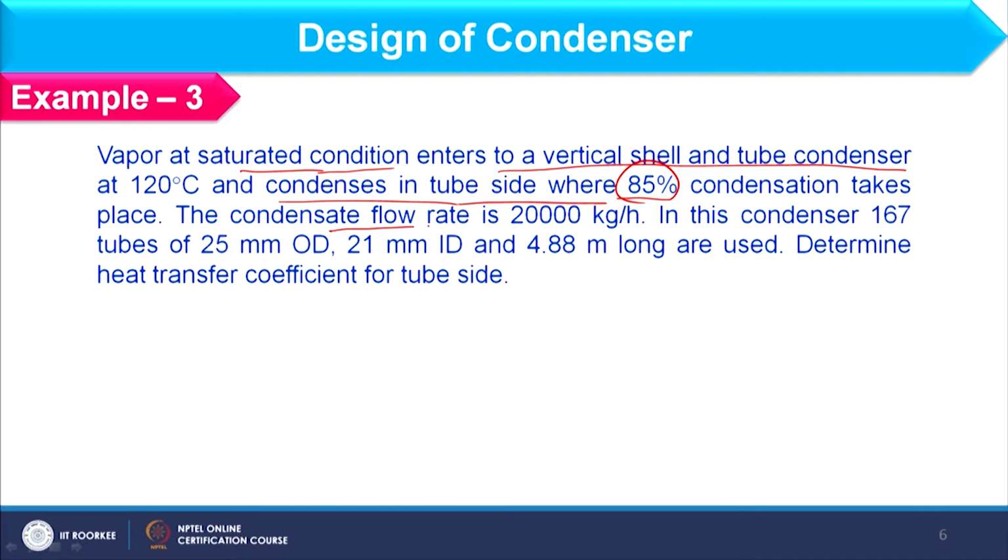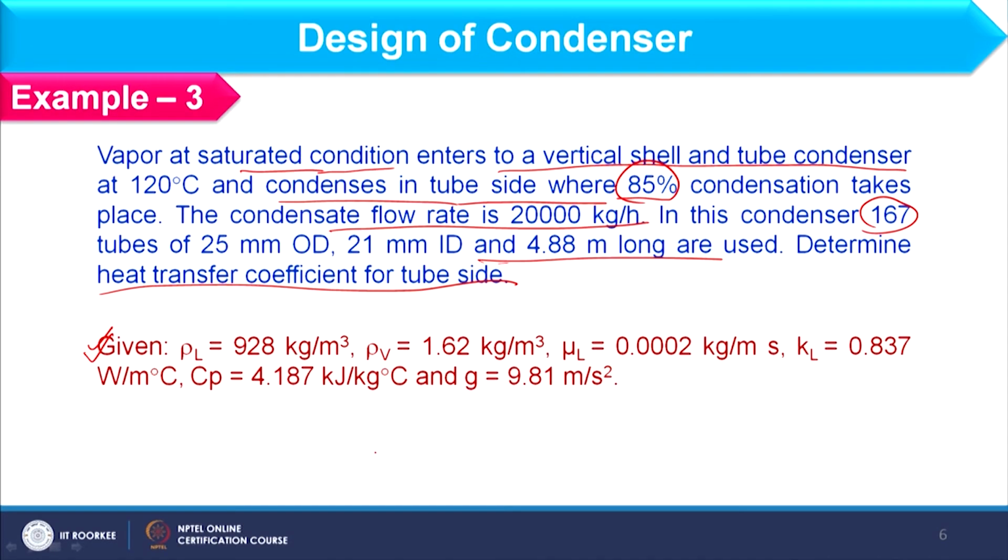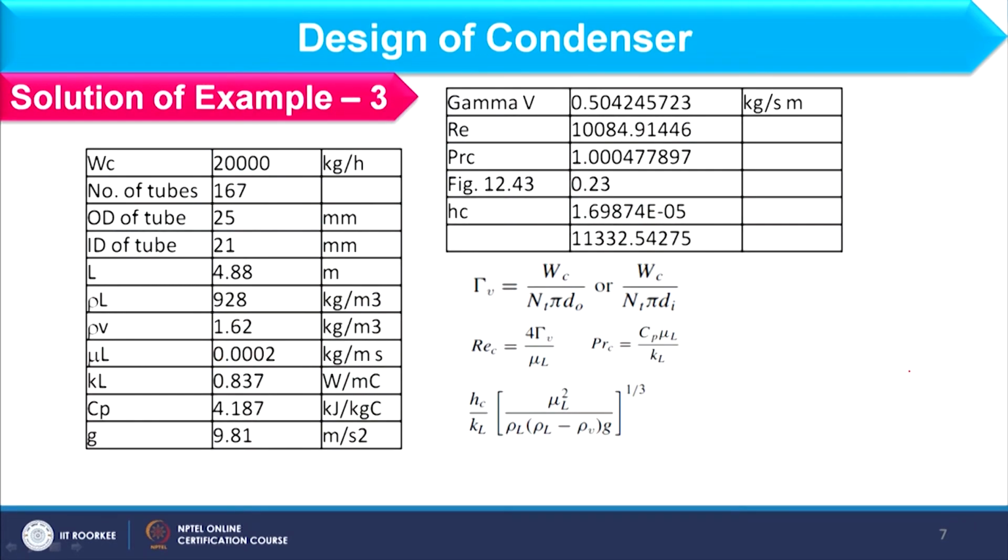The condensate flow rate is given to you, that is 20,000 kg per hour. In this condenser 167 tubes of 25 mm OD, 21 mm ID and 4.88 meter length are given, and we have to determine the heat transfer coefficient in the tube side. So, you see it is vertically placed and condensation is occurring in the tube side, right. So, in this case we have to apply the correct method to find the heat transfer coefficient in the tube side. Further, some properties are also given to us, as you can see here. Fine. So, let us start the solution of example 3.